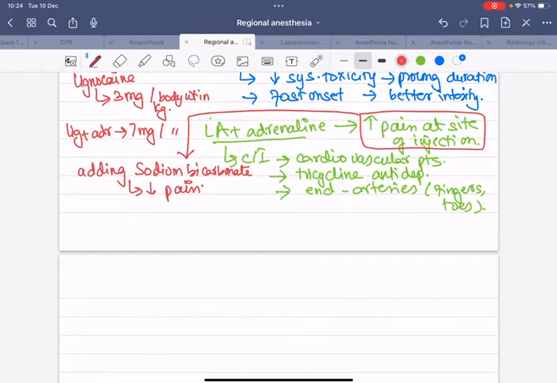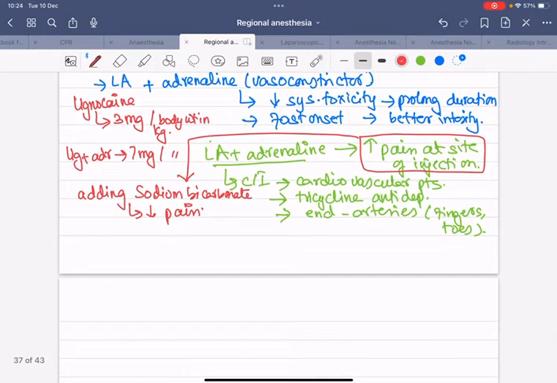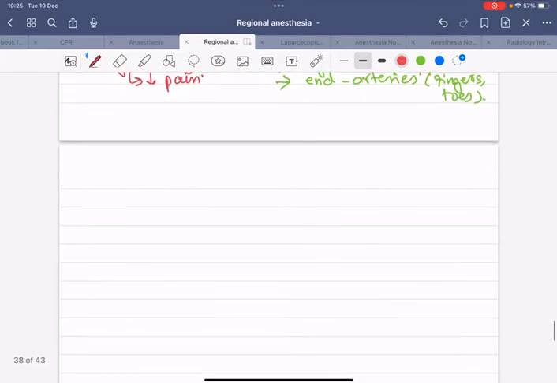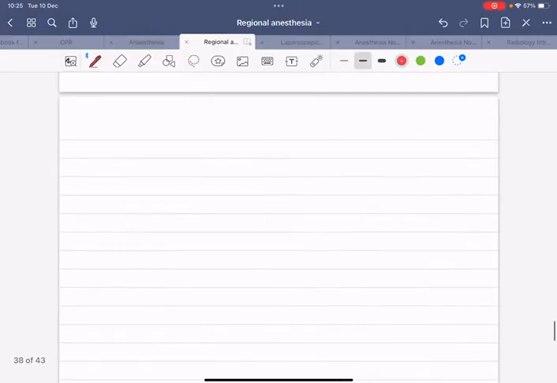The same actions: when you add sodium bicarbonate, it will also prolong the duration. It will also lead to faster onset of the drug. It will also lead to better intensity, and it will also reduce the pain at the site of injection. So these are the points which you must remember.